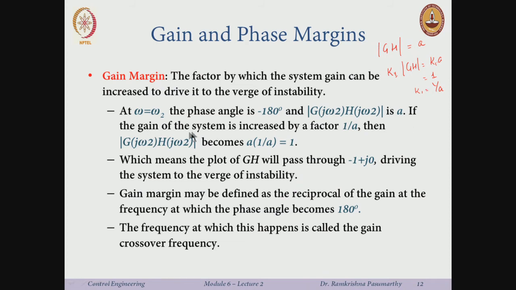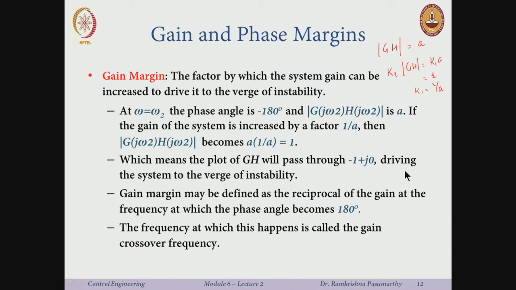So, if the gain of the system is increased by a factor of 1 over A, then the magnitude of g1 becomes A, the original magnitude, multiplied by the additional gain k1, which we put as 1 over A. This is 1. This means that the plot of GH, and I am being a little lazy not writing the entire G(j omega)H(j omega), but that should be obvious, will pass through the point -1 plus j0, driving the system to the verge of instability.